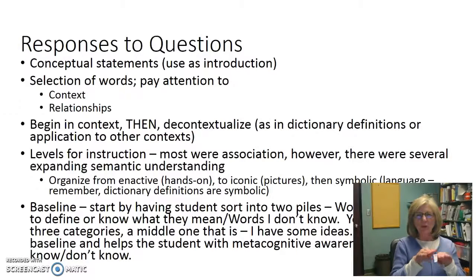The third question was about levels of instruction. Most of you were working with association. However, there were several examples of people who were expanding to semantic context. Remember that when you organize your instruction, an active or hands-on approach is the easiest. So labeling an item and working with something, a hands-on approach, is easier.